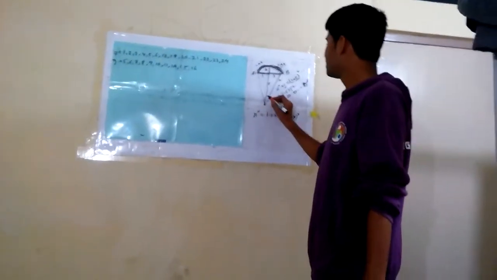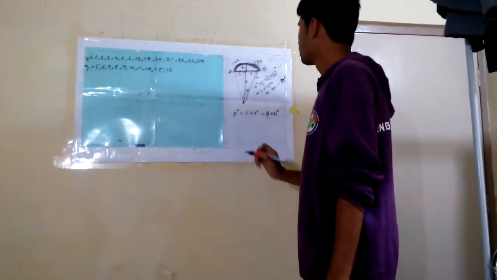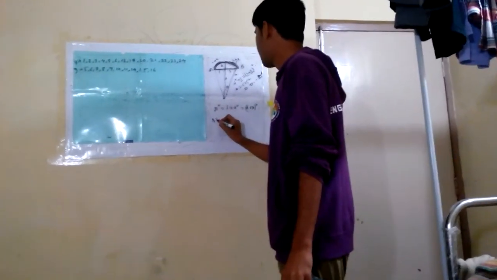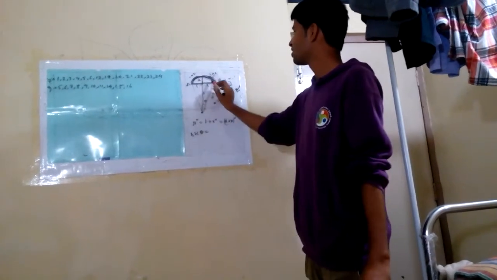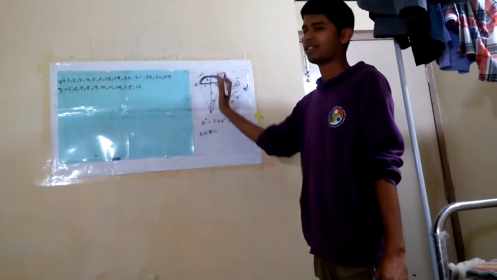Good. Now consider this to be theta. Now if I ask you what is r sin theta, what is r sin theta? R sin theta will be 1. No. This is not the circle. This is the circle and this is r sin theta.